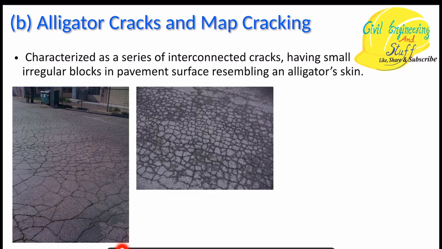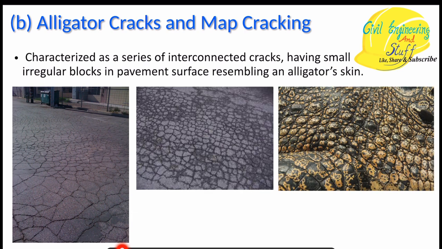Now, what happens with these alligator cracks is that they provide the opportunity for moisture to seep into the surface course, and this moisture seeping through the surface course now goes to the bottom layer, which further destroys the overall structural durability of the flexible pavement.